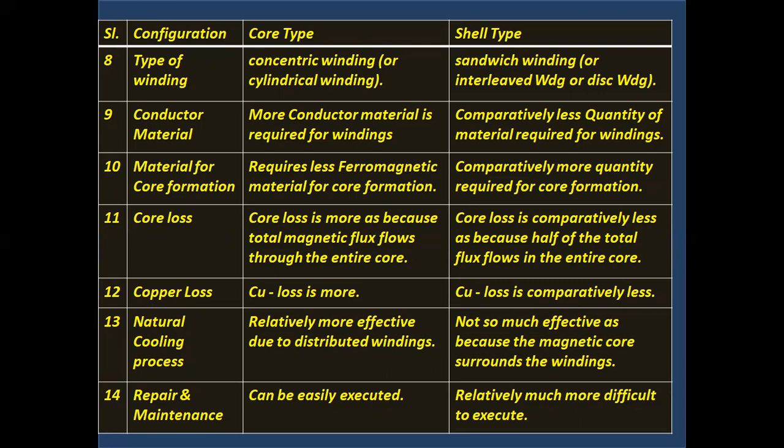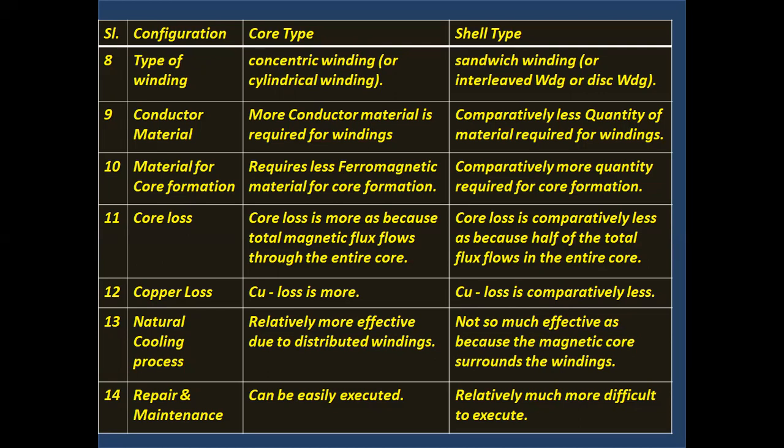Core loss. Core loss is more in the case of core type, because total magnetic flux flows through the entire core. But in the case of shell type, core loss is comparatively less, because half of the total flux flows in the entire core. Copper loss is more in the case of core type. Copper loss is comparatively less in shell type.